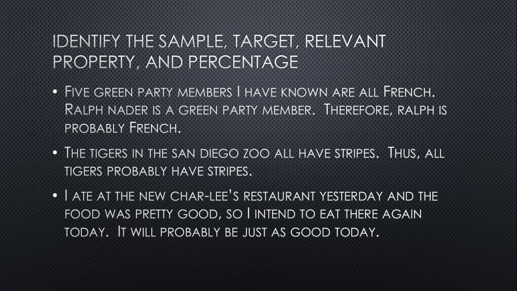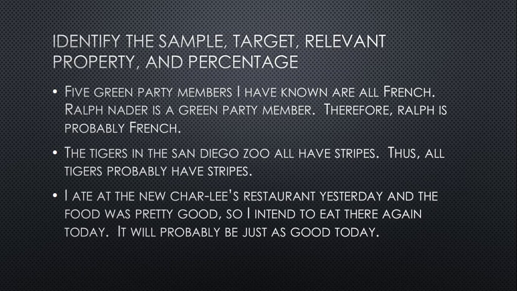All right, so next, let's look at this next passage here. I ate at the new Charlie's restaurant yesterday, and the food was pretty good, so I intend to eat there again today. It will probably be just as good today. Okay, so what is the sample? What is the actual observed evidence here that we've looked at? The sample is, in this case, yesterday's visit to Charlie's restaurant. Right? It was eating food at Charlie's restaurant yesterday. That was the sample in which we gathered empirical evidence, based on our senses about the taste of the food, at least whether we considered it good or bad.